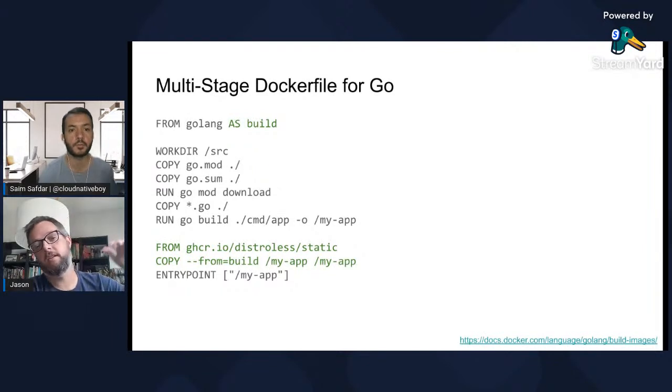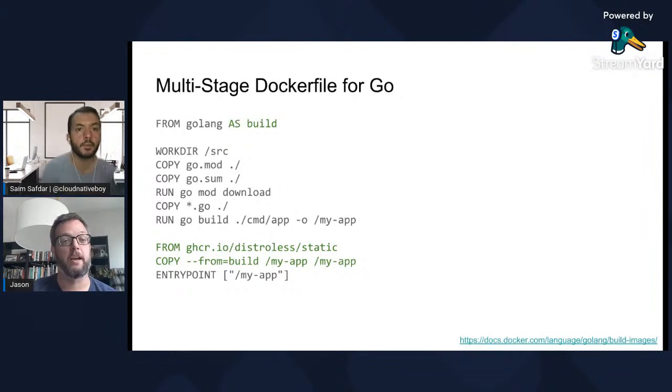So let's go through this line by line. FROM golang AS build means go fetch the Go image and put me inside it. WORKDIR, put me in this directory. Copy my go.mod and go.sum into here, run go mod download, copy all of my Go files to here, and then run go build and put that built binary at /myapp. And then the next section, this green section, is a multi-stage Dockerfile build. So we pull this distroless static base image, copy the built binary out of the last stage, put it in here, and set the entry point. Whew. Okay, that was a lot.